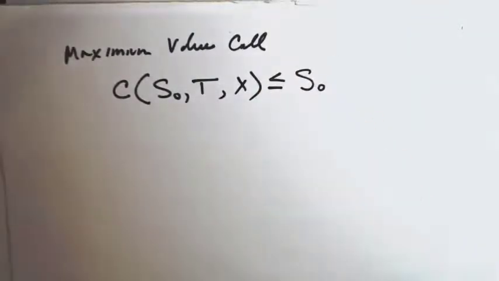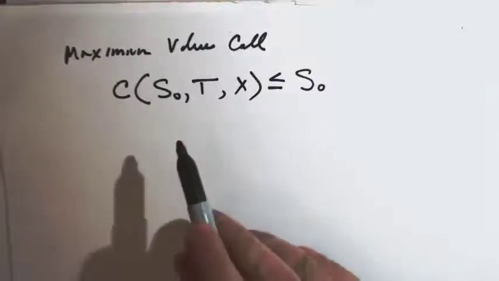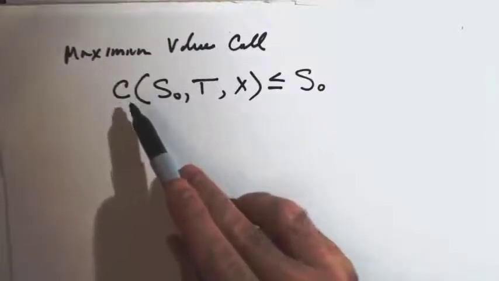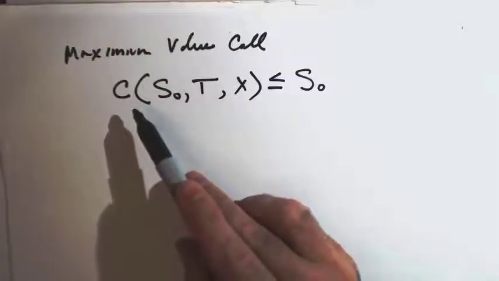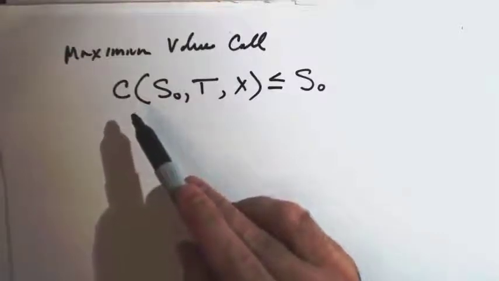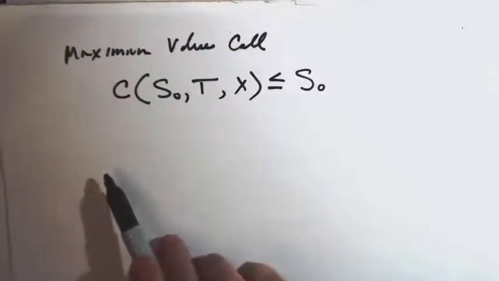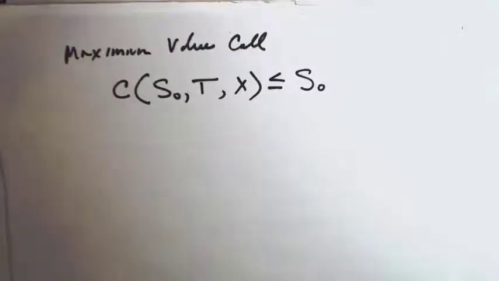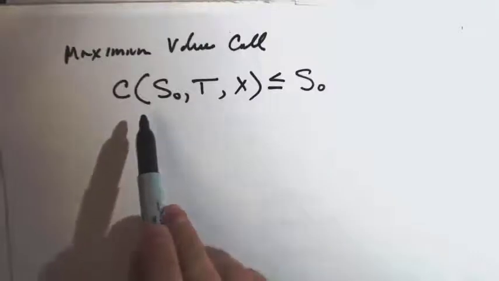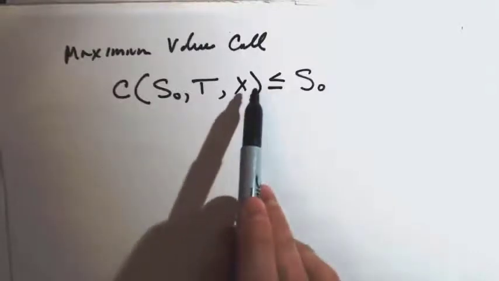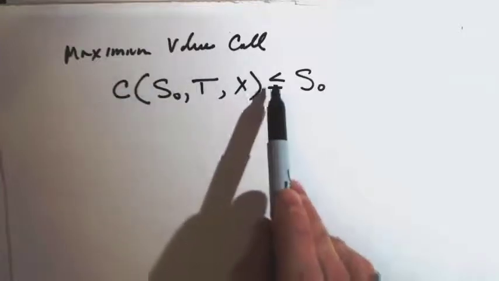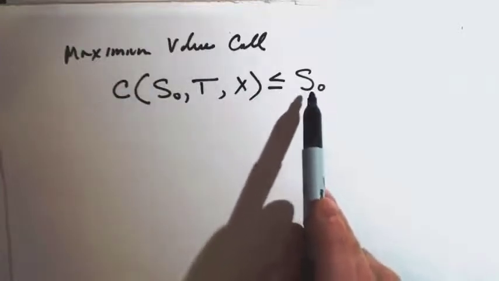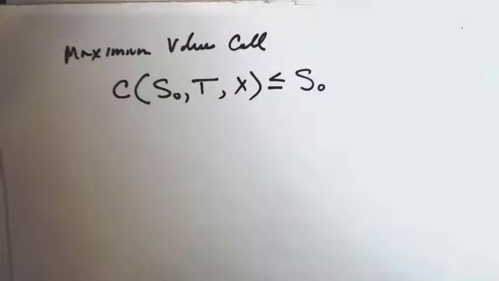The first thing I want you to notice is that I didn't put a little a or a little e here, a little a for American, a little e for European, because this concept applies to either European or American. What it's saying is that the value of the call, which is right here, has to be less than or equal to the stock price. So it's an upper bound.